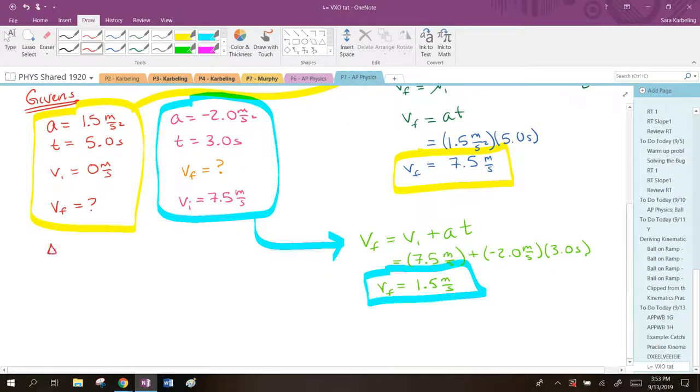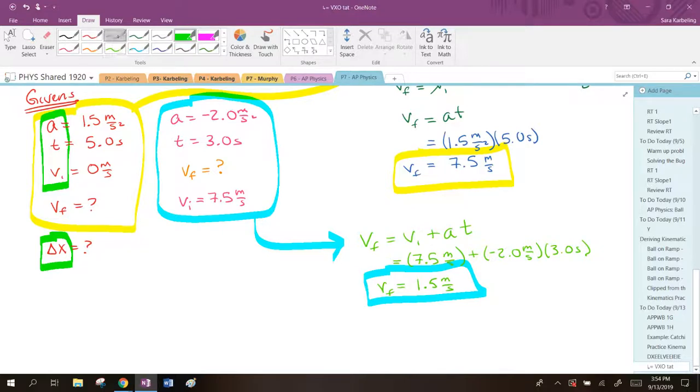So now I want to know the displacement. Strong recommendation coming from Ms. Carbeling. Doesn't happen, well, it does happen a lot, actually. Strong recommendation. Do not use what you calculated if you don't have to. So I would use A, T, VI, and delta X. Do you have an equation that has those 4 things in it? Yes, I do. You're like, I don't know if I do, because these equations look really weird and scary.